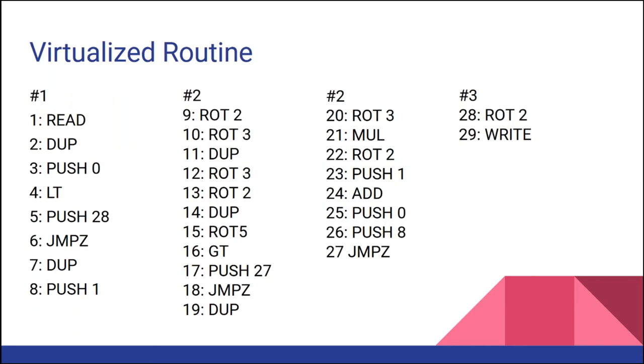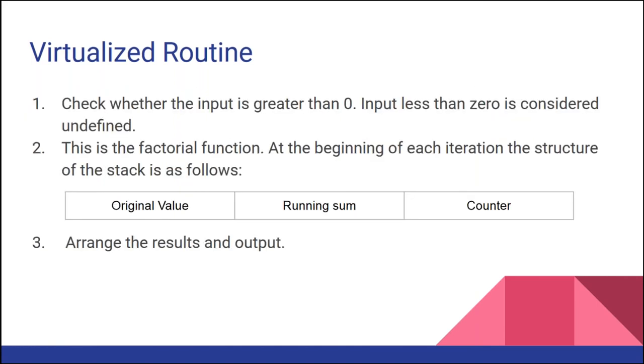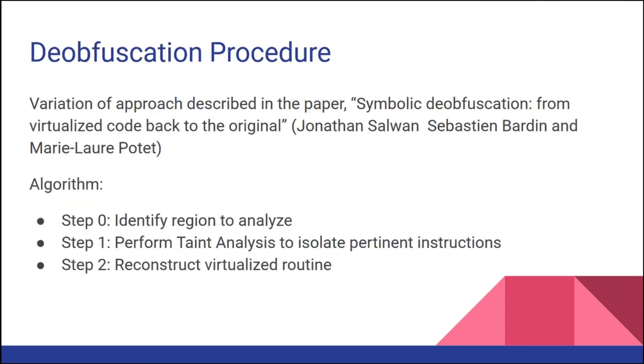In order to contextualize our deobfuscation procedure, we will run it over an example virtualized routine. In this case, the virtualized routine that we'll be working with is a simple factorial algorithm. I'm sure everybody is familiar with factorial. Just going over briefly what that code describes: we begin by checking whether the input is greater than zero. Input less than zero is obviously undefined. The factorial function then begins with the structure of the stack as illustrated on the slide, with the top of the stack being the counter, the second value being the running sum and the original value, and the third item on the stack being the inputted value. We then manipulate the stack according to the logic necessary and arrive at the sum.